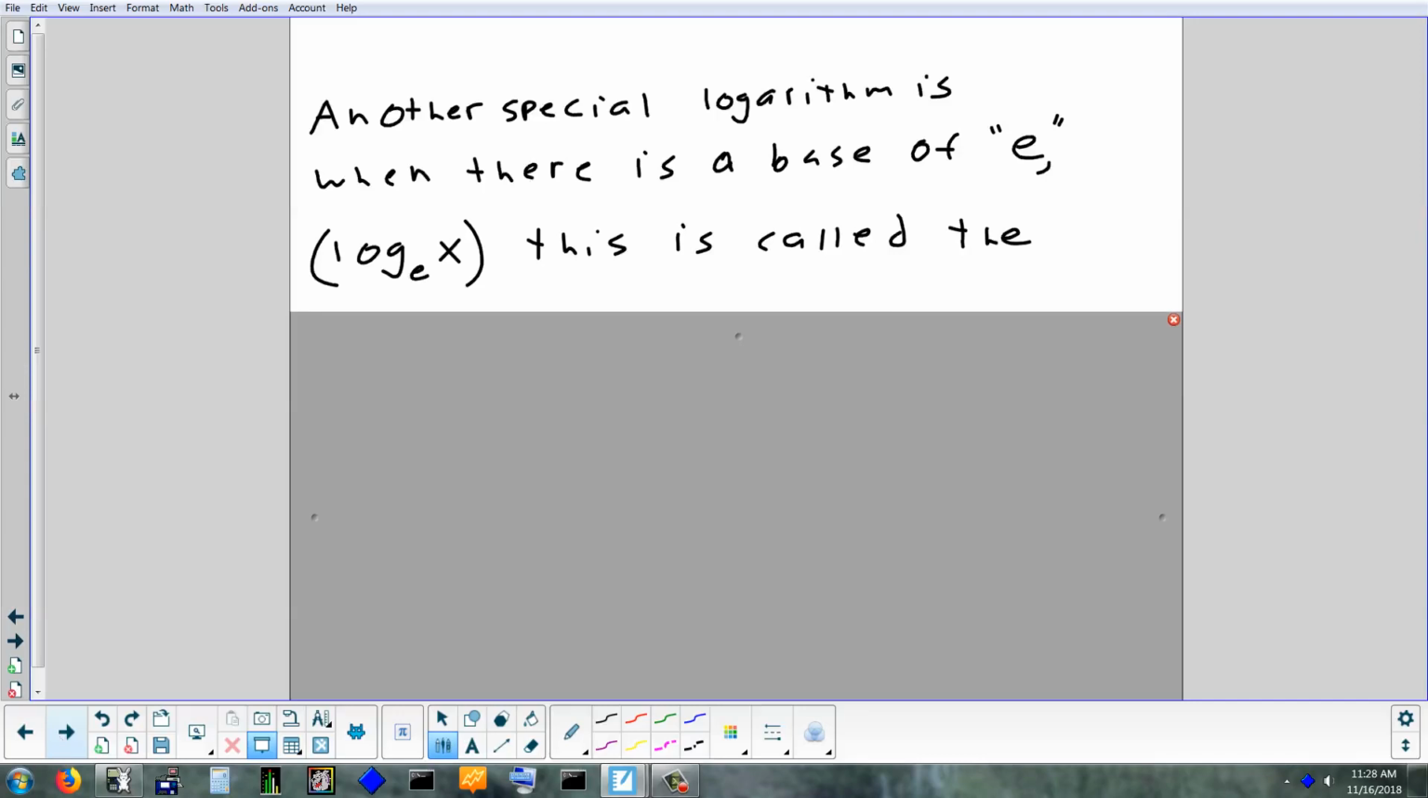There's one other special base that has a name. This is the only other one. If the base is e. And if you're like, wait a minute, e? Isn't e a letter? No. E stands for a number.